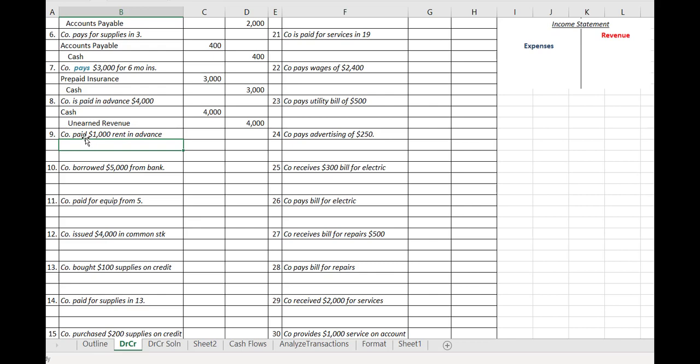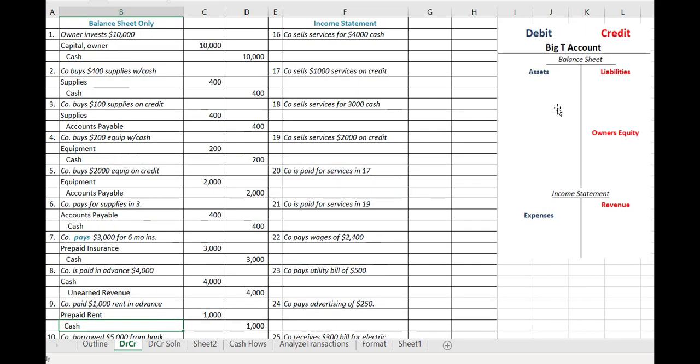Now the company paid, again there's that word paid, $1,000 of rent in advance. So we're going to credit cash for $1,000, and you just do the cash first because that boxes you into the rest of the entry. Now you have to have a debit, and we paid rent in advance, so that would be prepaid rent, $1,000. The asset prepaid rent increased with the debit, cash decreased with the credit.